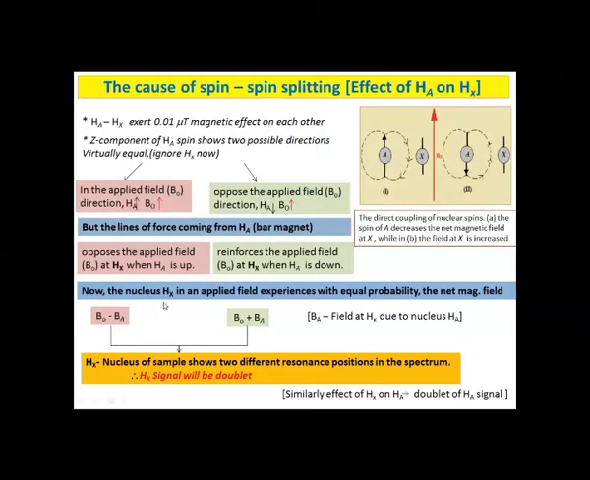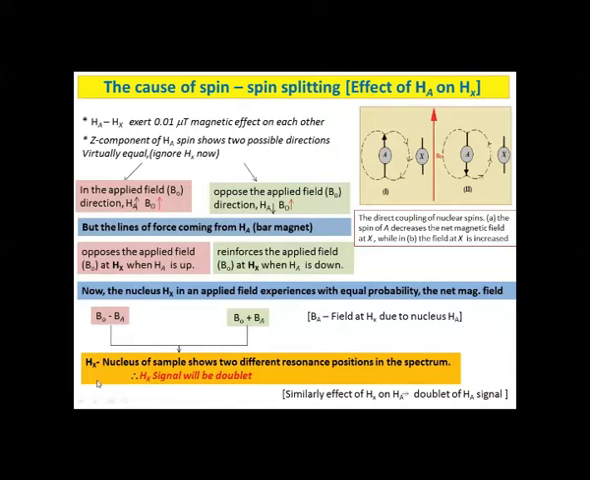The nucleus HX in an applied field thus experiences with equal probability two types of net magnetic field. One will be reduced by dA, the other will be increased by dA. So when this HX nucleus experiences more magnetic field, it will be d naught plus dA, and if it is experiencing less net magnetic field, then the magnetic field will be d naught minus dA.